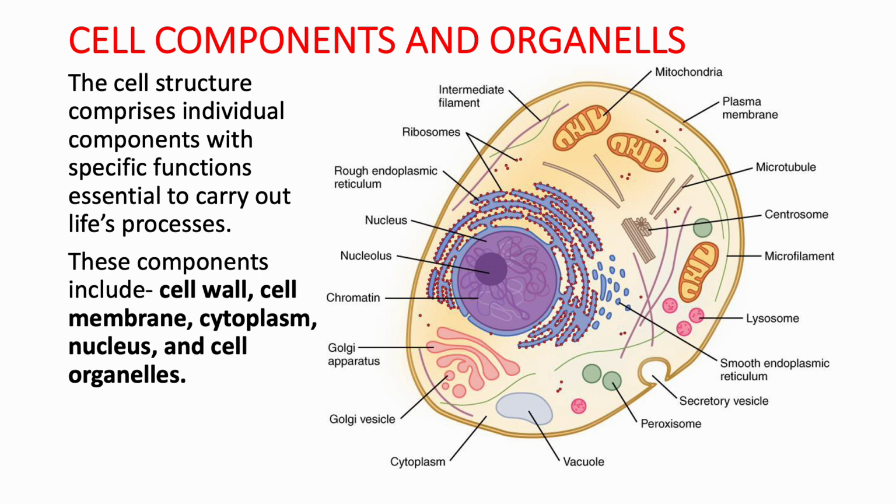The cell is comprised of individual components with specific functions essential to carry out life processes, and that includes the cell wall, cell membrane, cytoplasm, nucleus, and cell organelles. We can see in this structure of a eukaryotic cell the plasma membrane. We have the mitochondria, that is double layered, a double bilayer membrane. We have the intermediate filaments, one of the cytoskeleton.